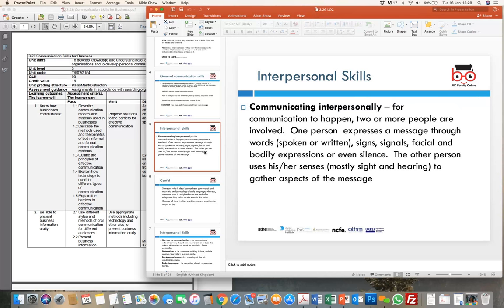The other things that we look at is interpersonal skills, which we also use for leadership skills. And why do we call them interpersonal? Because these are skills which a person will use to express the message through verbal signs, signals, or bodily expressions in some cases. These are things which are predominantly expressed by using your senses, and this could be mostly sight and hearing. The idea is to make the message, or the interaction, more personal to the user with whom you are communicating.